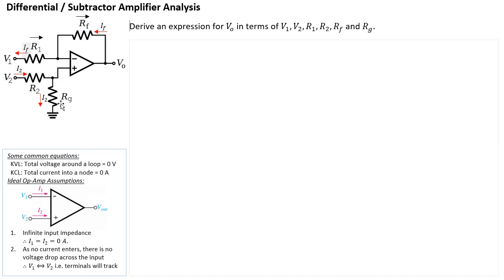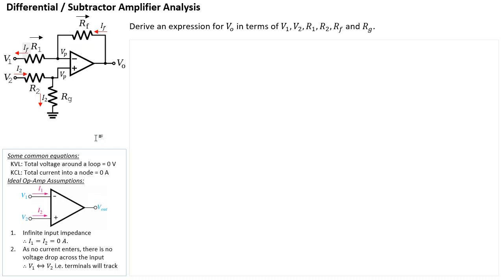Another thing I want to do is label this non-inverting node. I'm going to call that VP, P for plus, and put it there. Again, because of assumption number 2, if the non-inverting terminal is at VP, then the inverting terminal would also be at VP. So they would be virtually at the same potential.